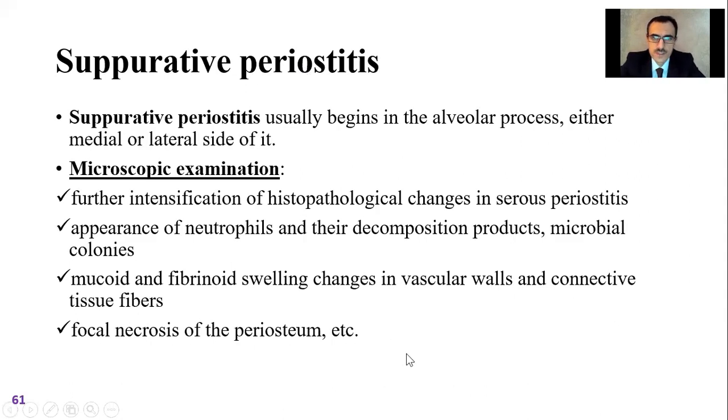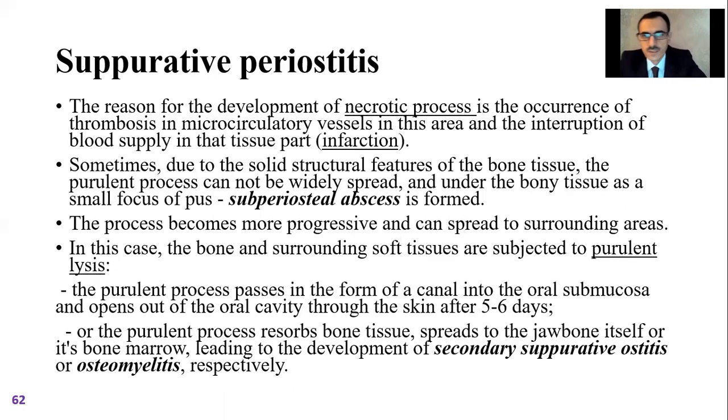Suppurative periostitis usually begins in the alveolar process, either on the medial or lateral side of it. Under the microscope, we can find further intensification of the histopathological changes seen in serous periostitis: appearance of neutrophils and their decomposition products, microbial colonies, mucoid and fibrinoid swelling changes in vascular walls and connective tissue fibers, focal necrosis of the periosteum, and so on. The reason for the development of the necrotic process is the occurrence of thrombosis in microcirculatory vessels in this area, and the interruption of blood supply to that tissue part.